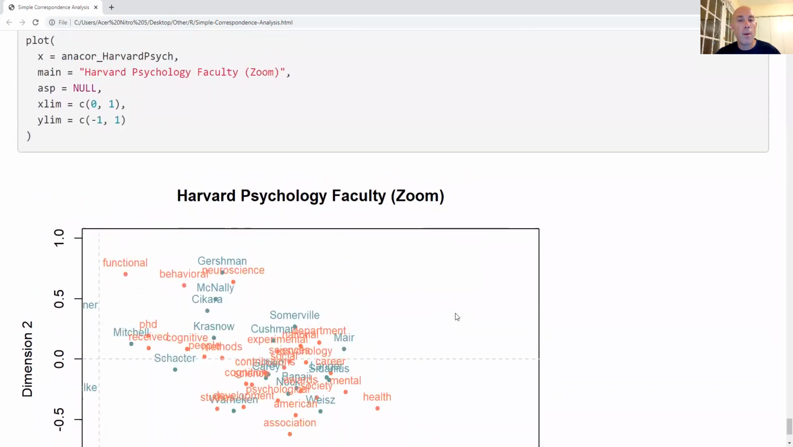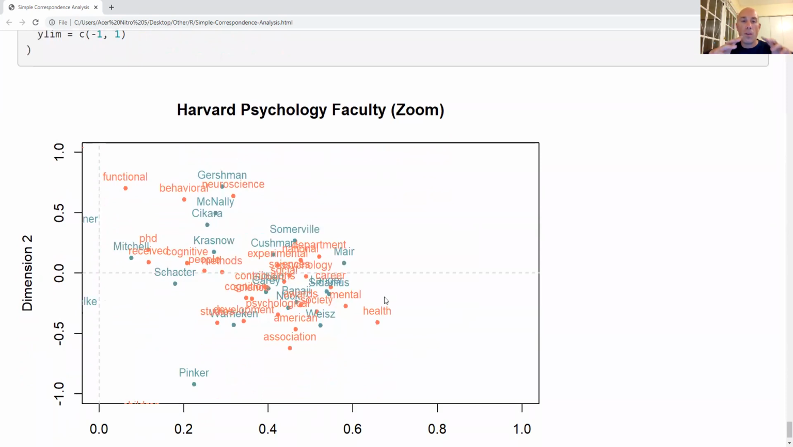And here we can plot again, but I'm zooming in on the tighter ones, and we can definitely see that things are kind of in this cloud. We can see health is very different from functional over here. We can see Pinker is very far from Gershman.